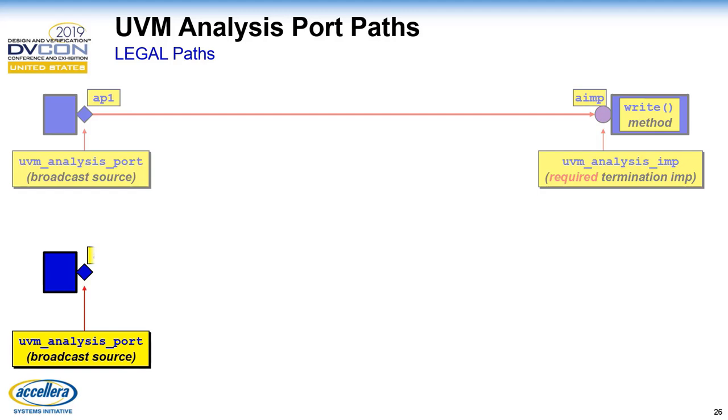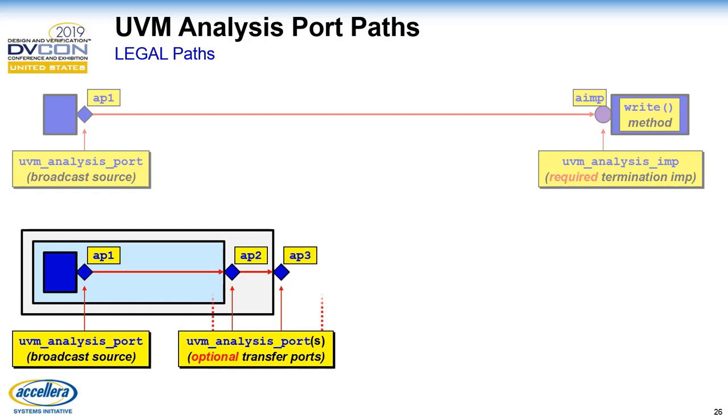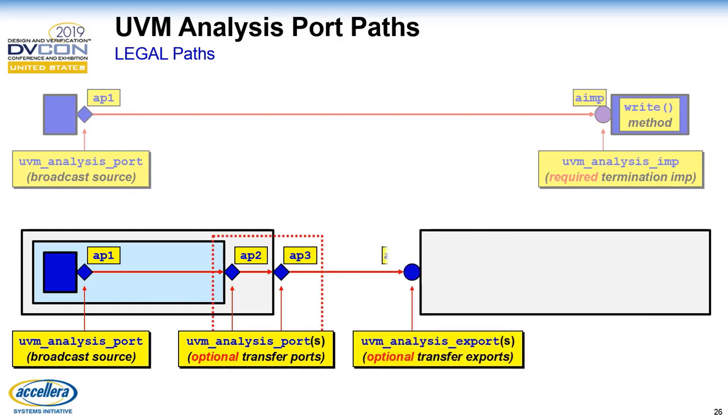Something a little more complex, you've got an analysis port that is a broadcast source, and then that's going to go over to another analysis path on another component connected there. It might connect to yet another analysis path on another component right there. And then finally, it's going to go over and start connecting to analysis exports. And again, all these ports in between are just copying handles.